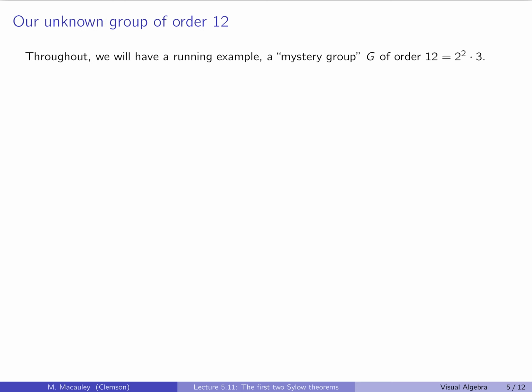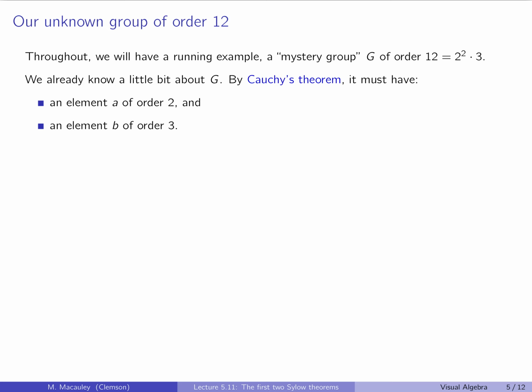Throughout this lecture and the next, we will have a running example of a mystery group G of order 12. And we will, as we go through the Sylow theorems, see how much we can deduce about the structure of G. And then by the end, in the next lecture, we will classify all groups of order 12. We already know a little bit about G.